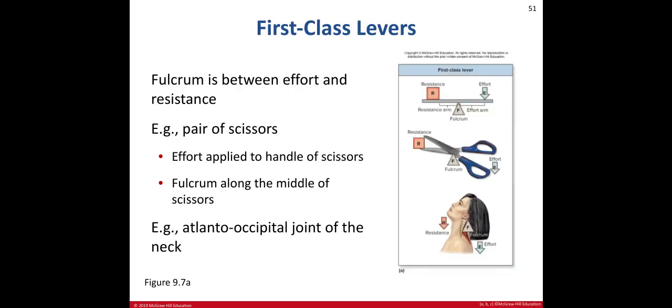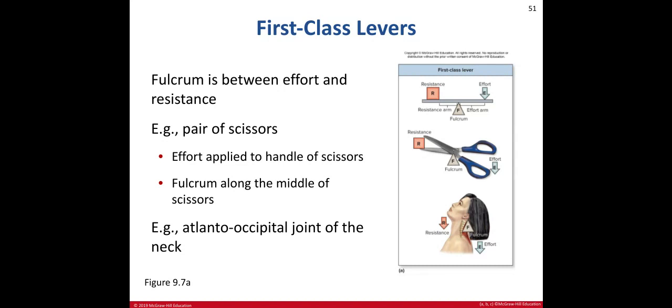Let's look at different types of levers. So the first one is that we have a first class lever. A first class lever has the fulcrum in the middle between the effort and the resistance. A pair of scissors is a really great example because you're applying the effort to the handle, and there is resistance at the cutting edge of the scissors. Okay.